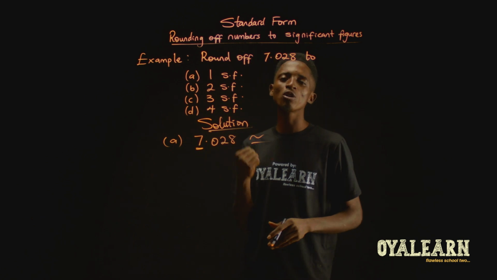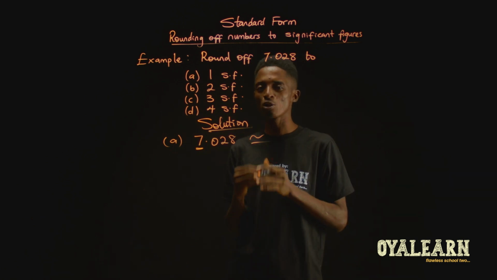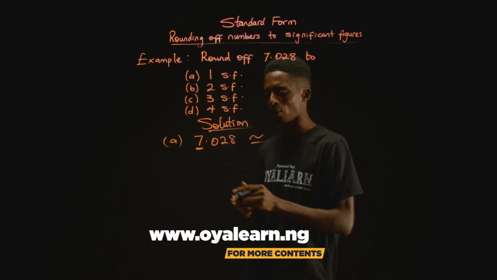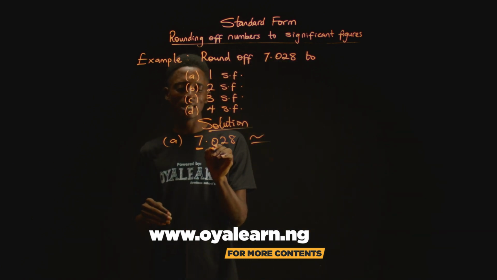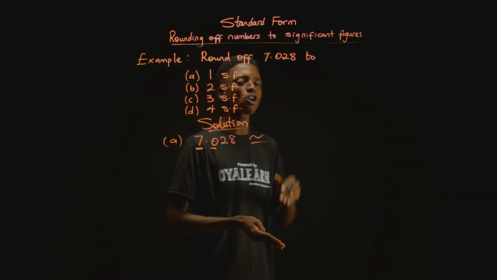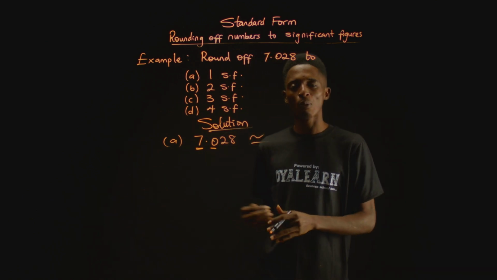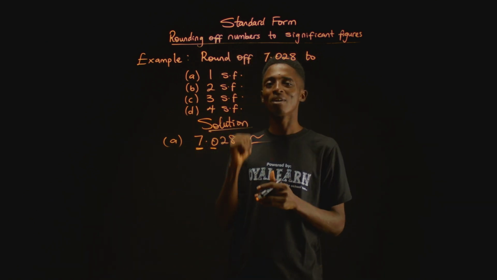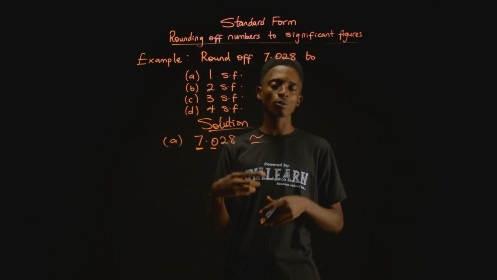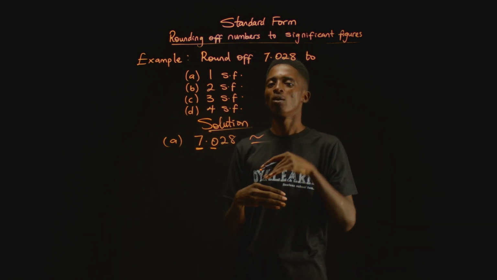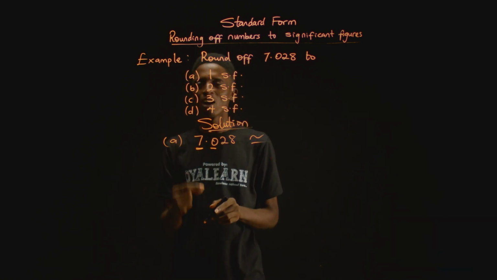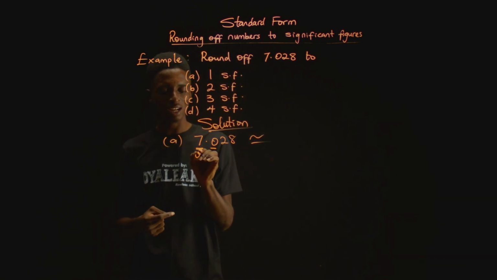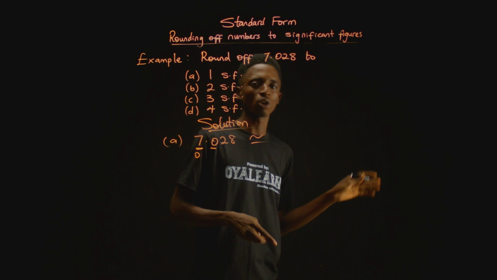Now the next thing we do is to find the digit next to it, that is to the right of the rounding off point, and that digit is 0. Now 0 falls at the rounding down point, because any digit that is between 0 to 4 means that we round down. But if it falls between 5 to 9, we then round up. So in this case, we are rounding down. That means we are adding 0 to 7, and every other thing becomes 0.